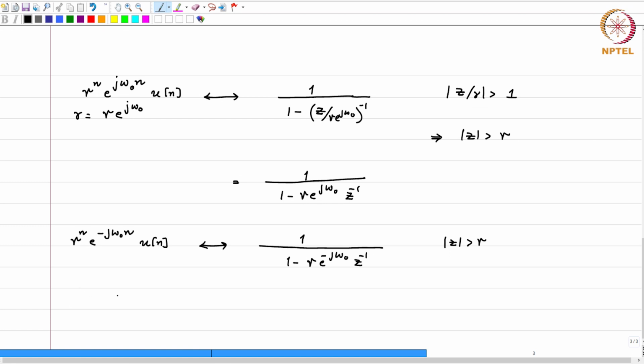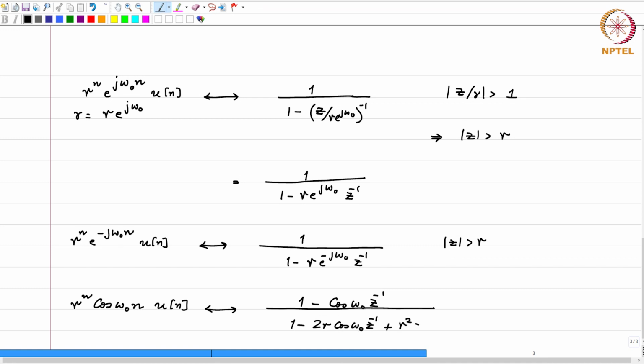And you add these two factors, and then you also have a factor of half because it is cosine omega naught n. Therefore, for r to the n cosine omega naught n u of n, if you add these two factors up multiplied by half, you will get the Z transform: 1 minus r cos omega naught z inverse divided by 1 minus 2r cos omega naught z inverse plus r squared z to the minus 2.